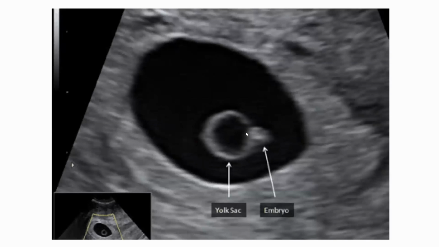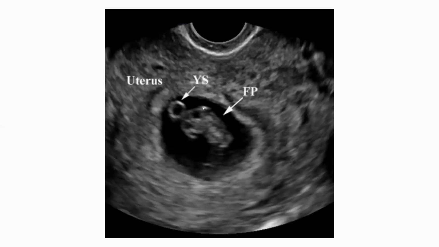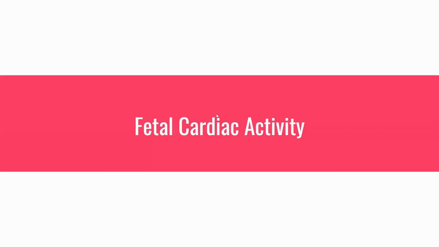So you can see this is probably more of a 6-week embryo, whereas once it starts to grow a little bit more, it becomes more of its own distinct entity off of the yolk sac, and is known more as a fetal pole at this point. Cool. Okay, fetal cardiac activity.